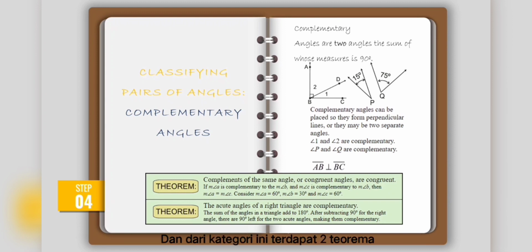And from complementary angles, there are two theorems. First, complements of the same angle or congruent angles are congruent. And the next is, the acute angles of a right triangle are complementary.